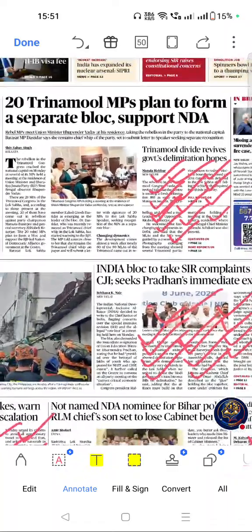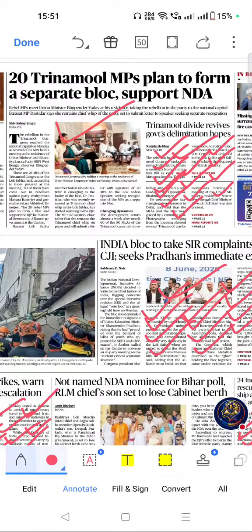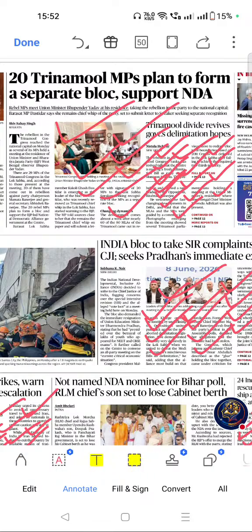Next one, this one, main heading: 20 Trinamool MPs plan to form a separate bloc, support NDA. If you see the importance of this topic, why is this topic important? Because it is an important example of coalition politics, helps in understanding parliamentary functioning, and is relevant for anti-defection and party systems. Key themes related to this topic are coalition politics, parliamentary democracy, political parties, and legislative dynamics. Next important topic, please go to this one.